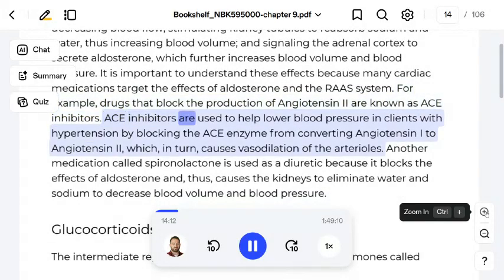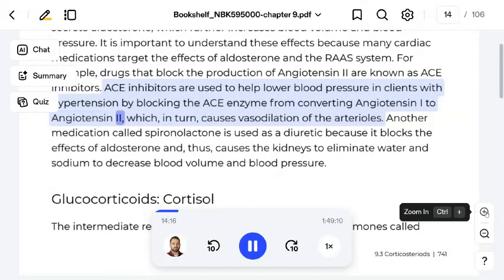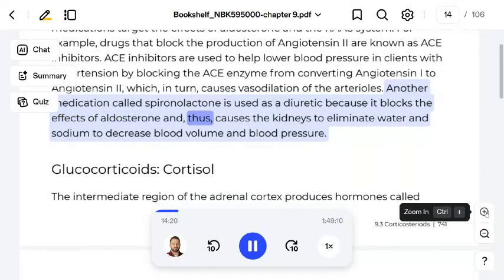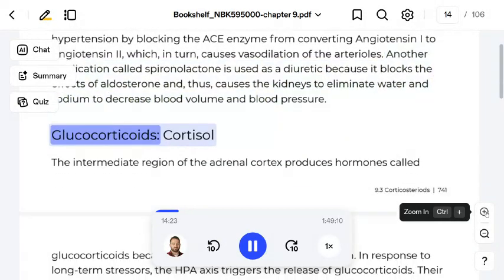It is important to understand these effects because many cardiac medications target the effects of aldosterone and the RAS system. For example, drugs that block the production of angiotensin II are known as ACE inhibitors. ACE inhibitors are used to help lower blood pressure in clients with hypertension by blocking the ACE enzyme from converting angiotensin I to angiotensin II, which in turn causes vasodilation of the arterioles. Another medication called spironolactone is used as a diuretic because it blocks the effects of aldosterone and, thus, causes the kidneys to eliminate water and sodium to decrease blood volume and blood pressure.